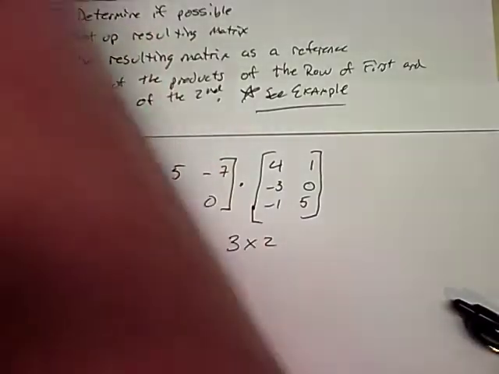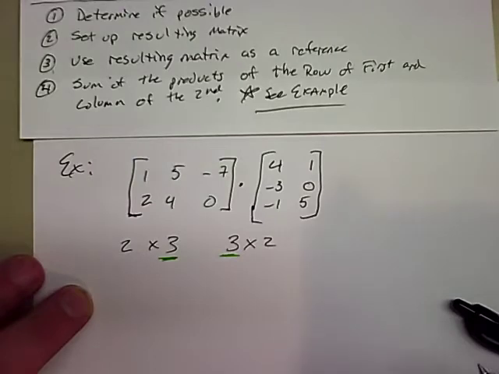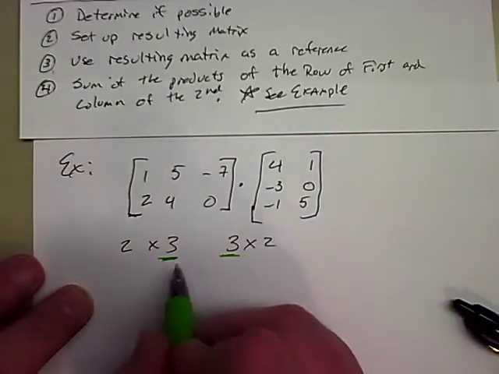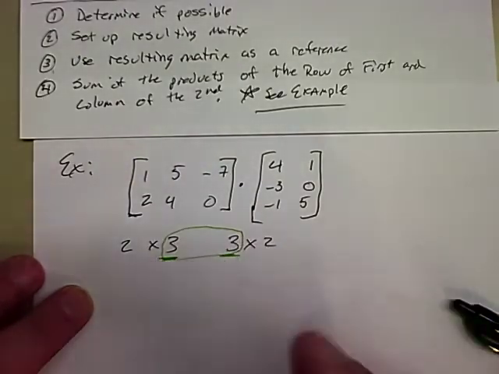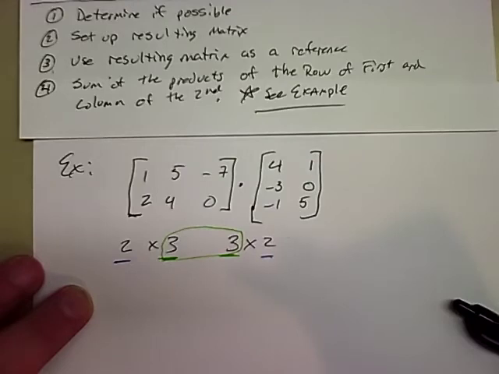All right. So the first question is, do these 2 numbers match? And the answer here is a resounding yes. These numbers here match. So that means that the size of the resulting matrix is going to be a 2 by 2. So the resulting matrix is a 2 by 2 matrix.